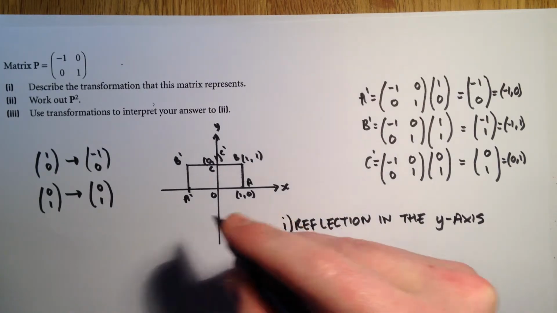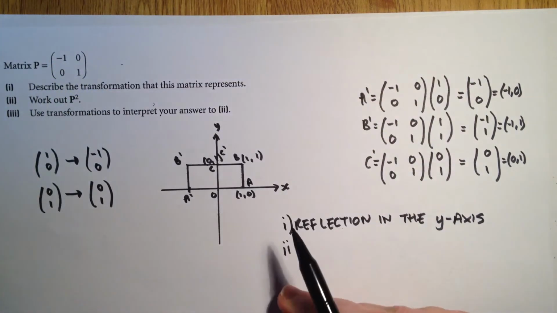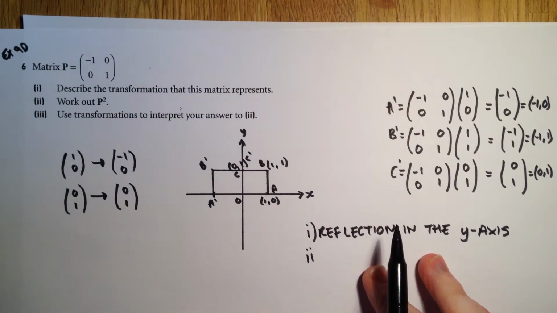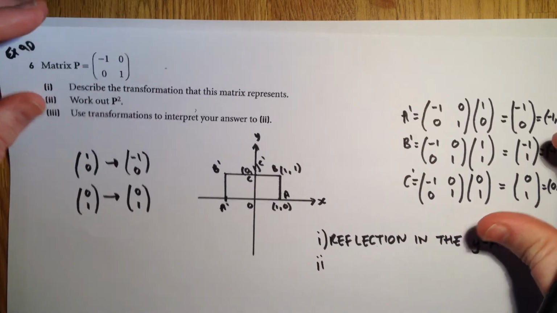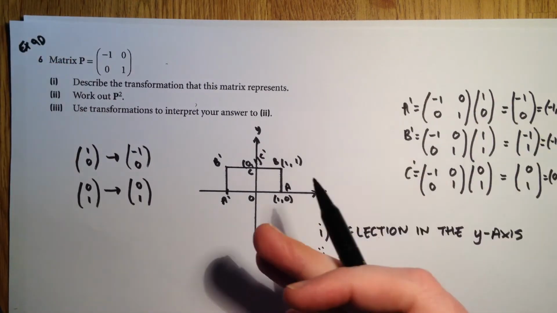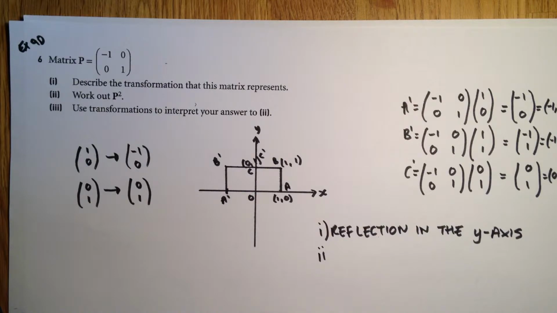Now it is possible you could have memorised this and realised that this is always a reflection in the y-axis. So you could go straight to that point, but I think it makes it clear when you draw the diagram.